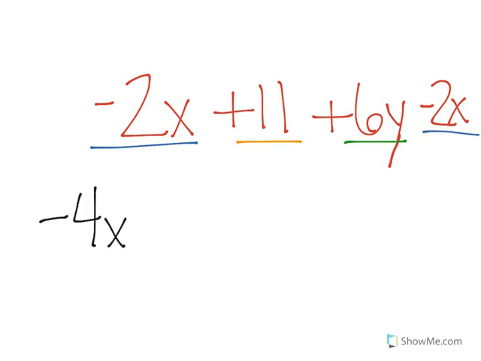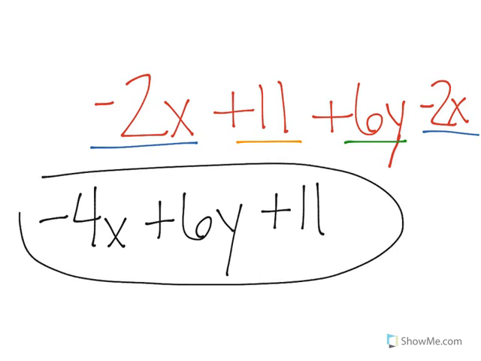Your answer is negative. I'm going to do my y because it has variables, so I'm going to do that next. Plus 6y because I'm not adding it to anything else. And then only one constant, so it stays there. And that is my answer.